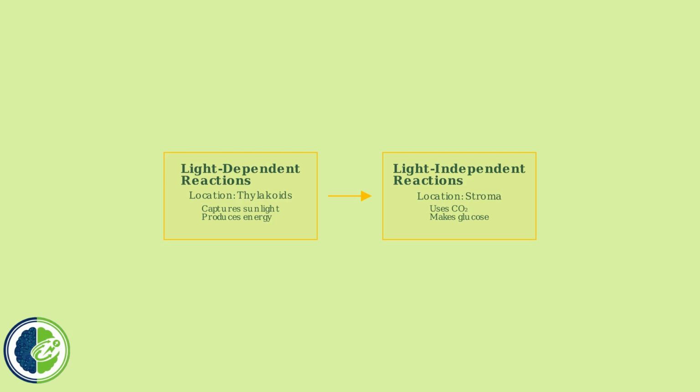Photosynthesis occurs in 2 main stages. The light-dependent reactions happen in the thylakoids, where chlorophyll captures sunlight energy. The light-independent reactions, also called the Calvin cycle, occur in the stroma, where carbon dioxide is converted into glucose.